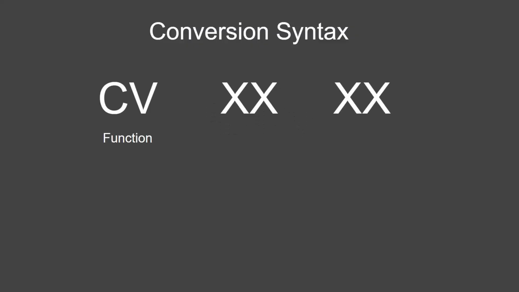The first one is the target number system. So what you want the computer to convert your number to, which number system. The second argument is the starting number system, and that is just whatever number system the inputted number is in.